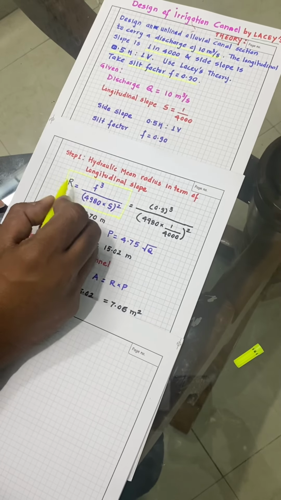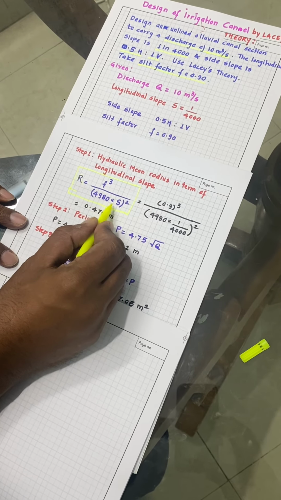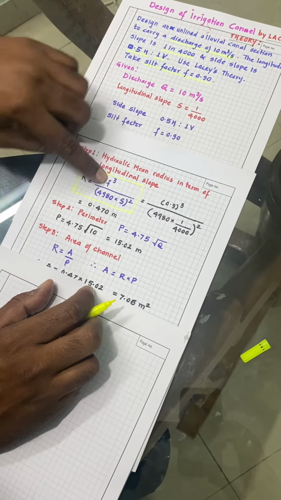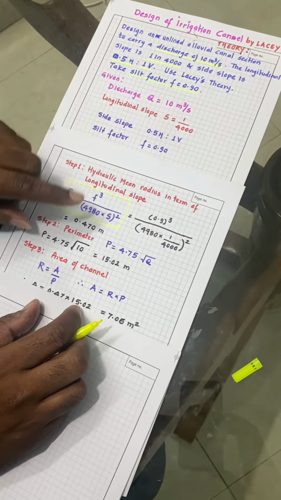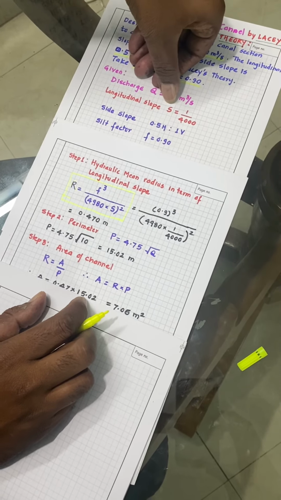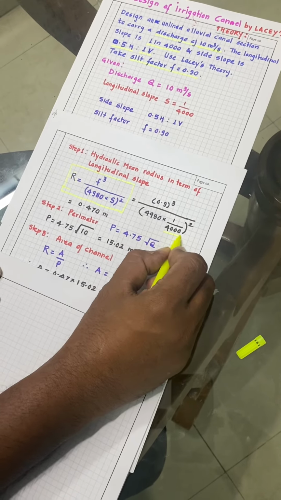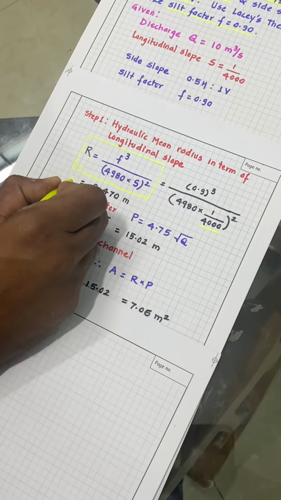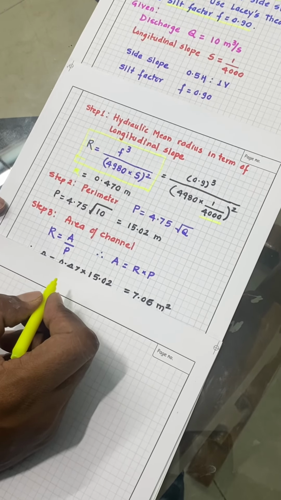So hydraulic mean radius is equal to F cube upon 4980 into S, its whole square. In our numerical, silt factor is given 0.9, we substitute 0.9 over here, and the longitudinal slope S is equal to 1 by 4000, that we substitute over here. So by solving this, we will get R is equal to 0.47 meter.